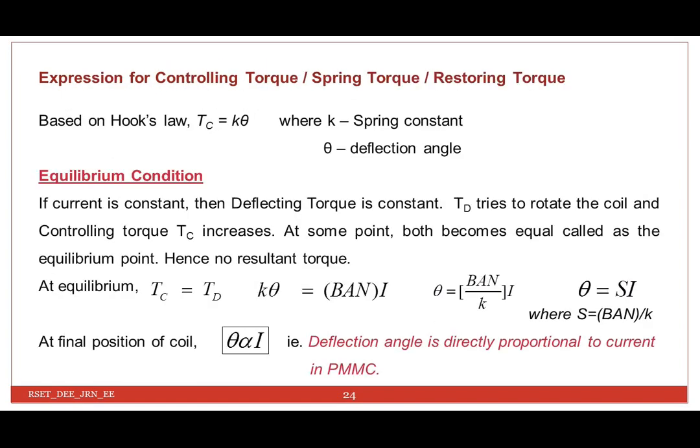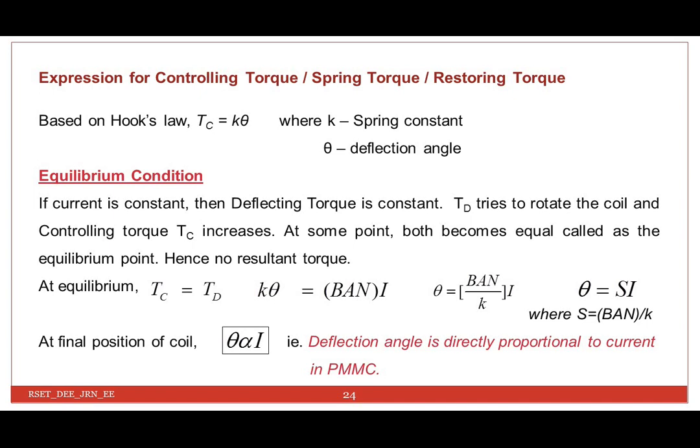Now we'll see the expression for controlling torque. In some books you can see it as a spring torque, or it can even be called a restoring torque. It is represented as TC, and you have already studied Hooke's law in your school days. This controlling torque has an expression TC equal to K theta based on Hooke's law, where K is called the spring constant and theta the deflection angle. So TC is equal to K theta.